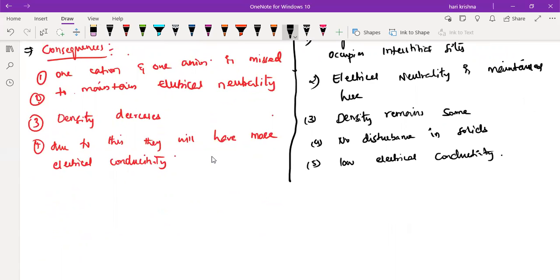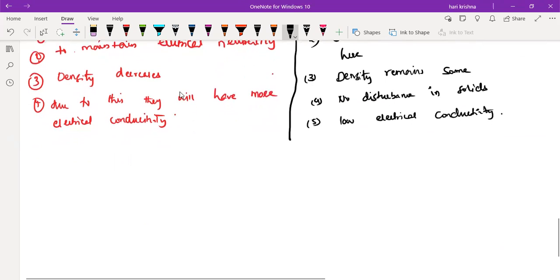Examples for the Schottky defect. What are the examples for the Schottky defect? NaCl. Okay, good. So this is all about the Frenkel and the Schottky defect.